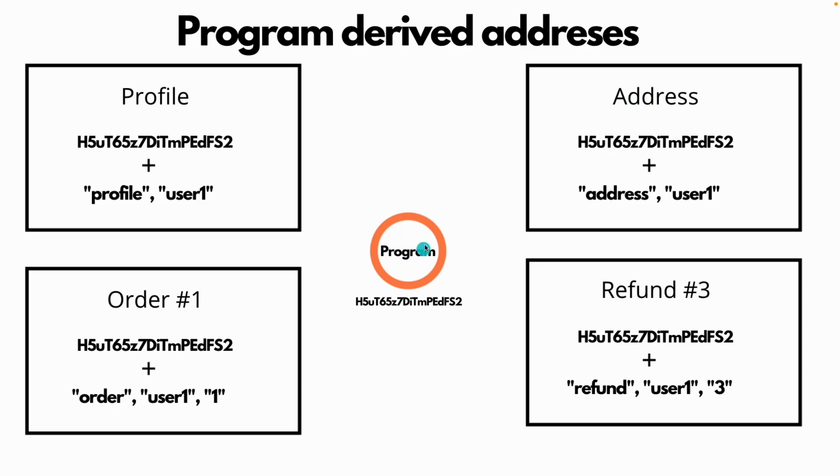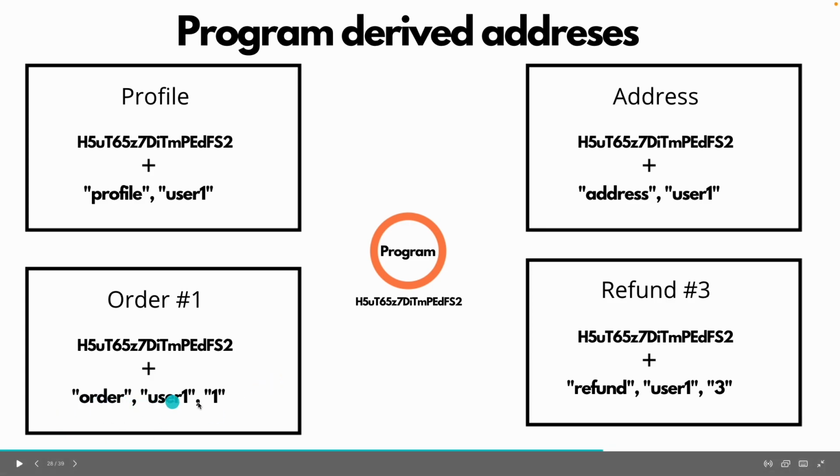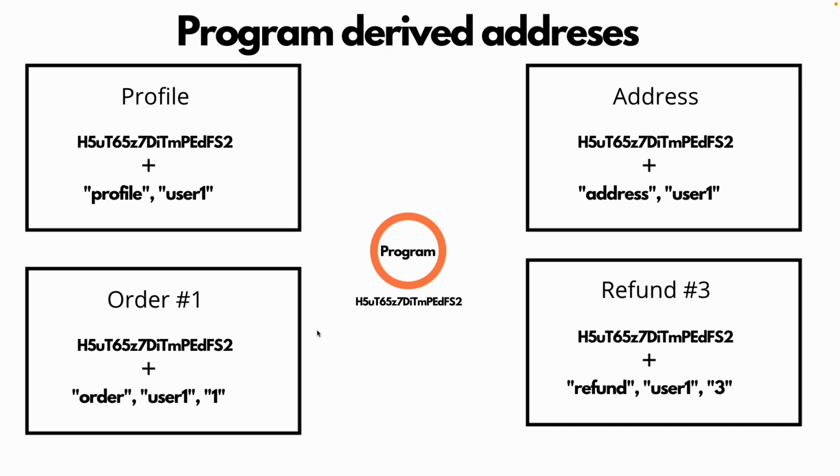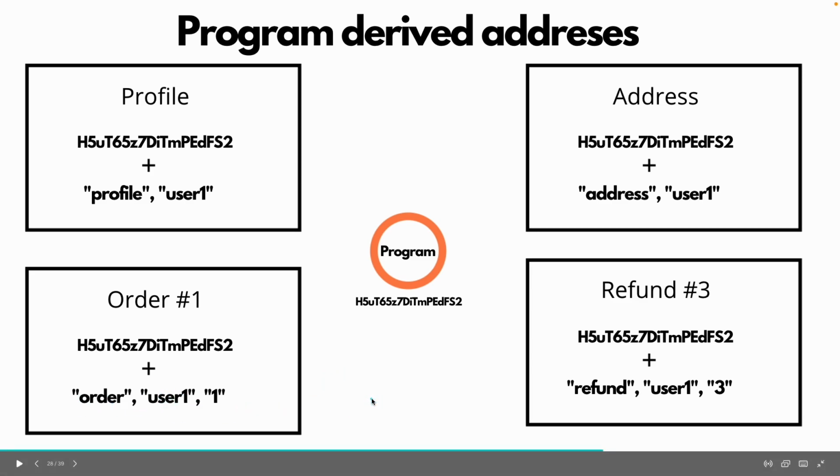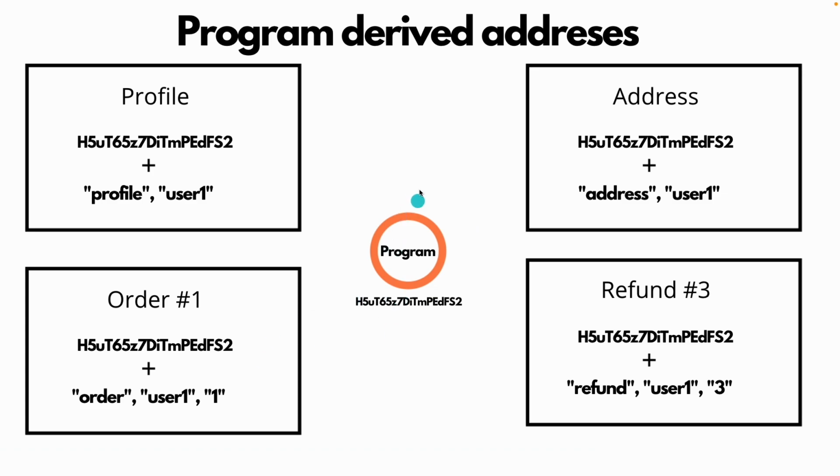Similarly, if the user says, hey, I want to check the details of order number 1, what you can do is you can derive a PDA with these seeds, order being the first seed, user ID being the second one, and the order ID being the third one. Using these 3 and this program's ID, you can derive an address, and you can just embed logic in your program that I will always store a user's order in this fashion. So all their PDAs for their orders will be derived like this. This gives you a way to derive addresses based on the instruction data that's coming in, and your end user no longer needs to maintain a list of addresses.